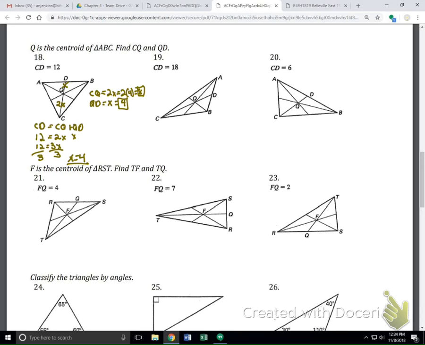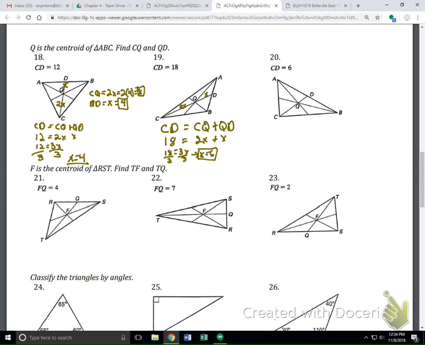We see that CD is the median, and it has a value of 18, and we want to find CQ and QD. So we're going to start with that statement of CD equals CQ plus QD. Then the portion that is from the vertex to the centroid is 2x. So I'm going to write in 2x. The part from the centroid to the side that's being bisected is just going to be x. I'm now going to rewrite this statement with the information I know, which is 18 equals 2x plus x. I get 18 equals 3x. I want to get x by itself, so I'm going to divide by 3, which means that x equals 6.